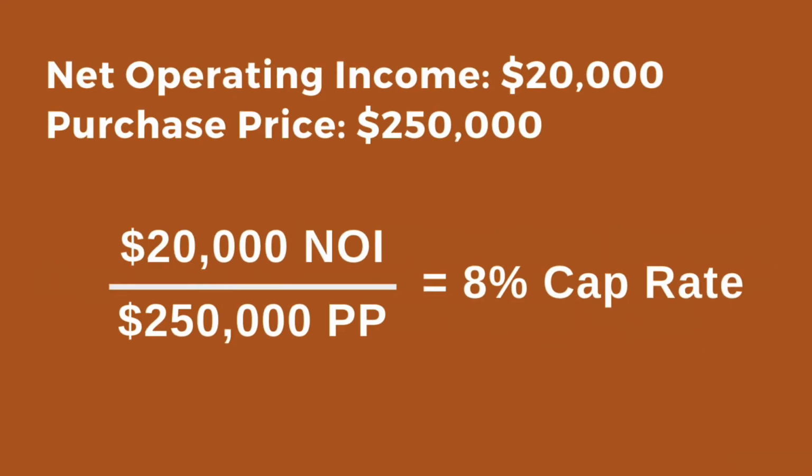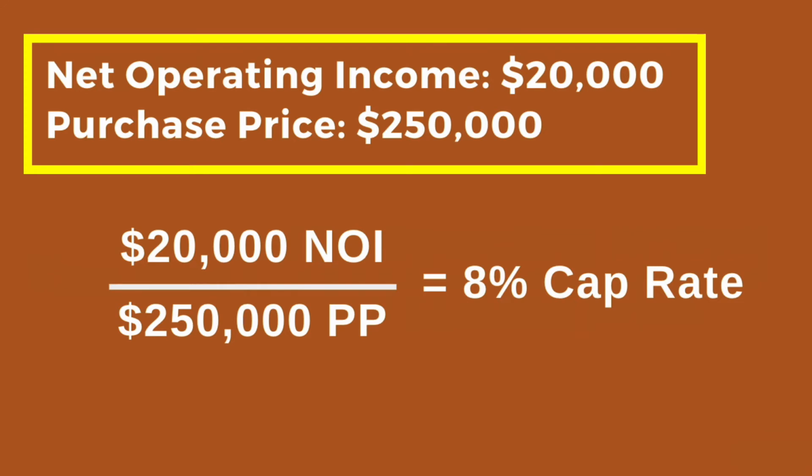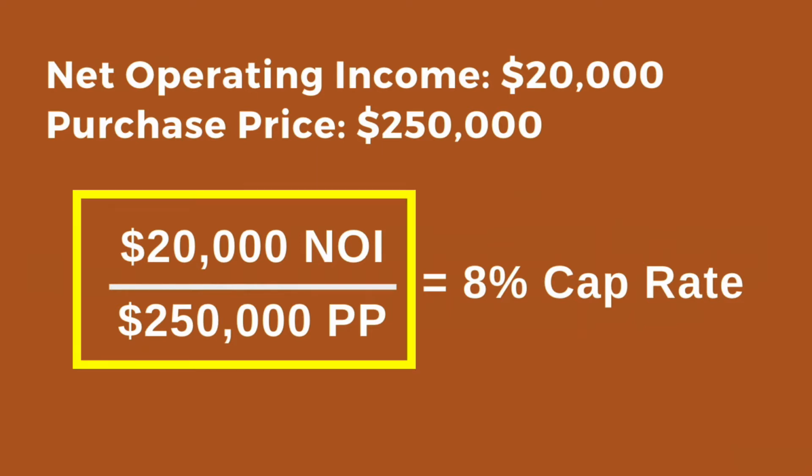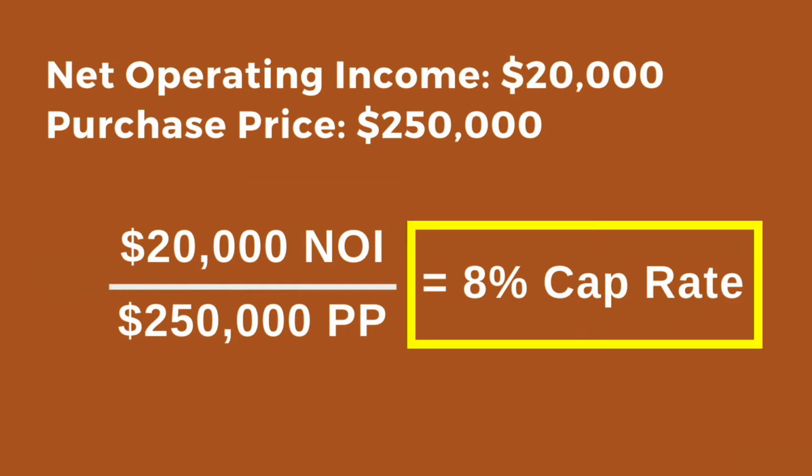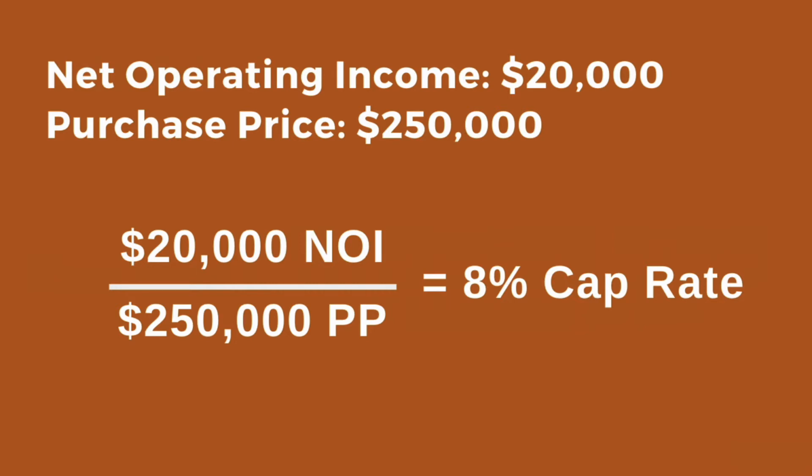And calculating a cap rate with real numbers, let's say a property generates a net operating income of $20,000. And let's say that somebody bought it for $250,000. $20,000 divided by $250,000 is 0.08, or expressed as a percent, 8%. The result is an 8% cap rate. Net operating income divided by purchase price equals the cap rate, 8%.